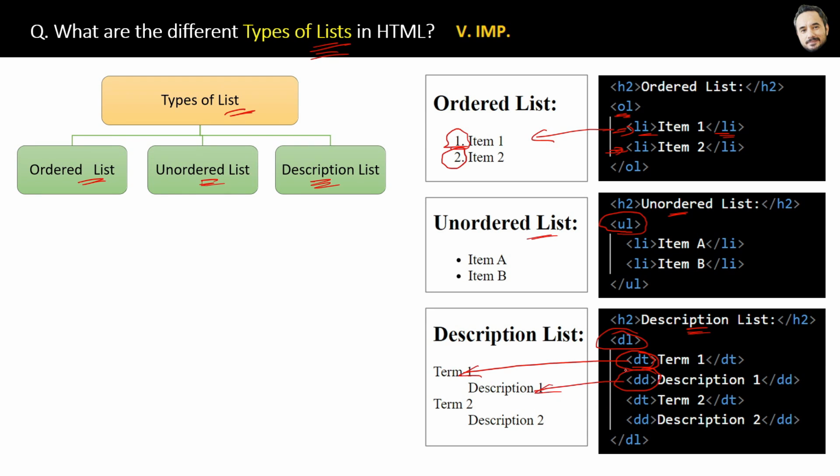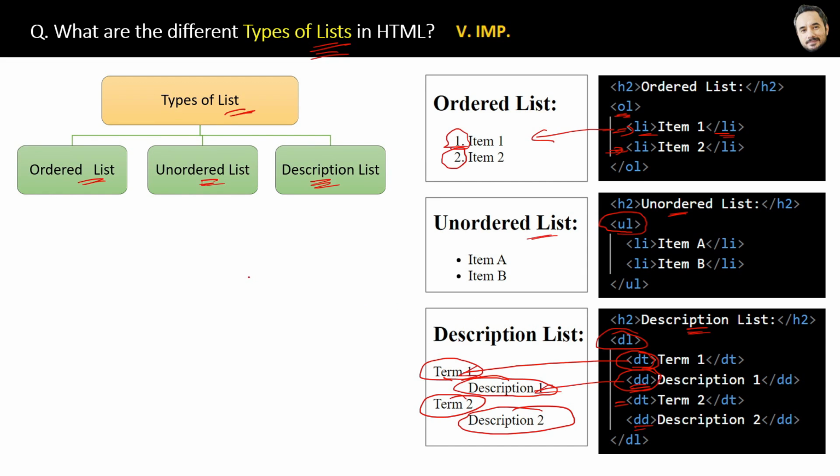So DT is the item term 1 and DD is the sub item description 1. Then again DT is the term 2 and DD is the sub item description 2, and so on. That kind of item and sub item listing is the purpose of a description or definition list, okay?